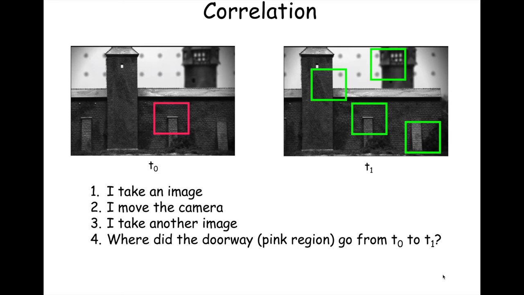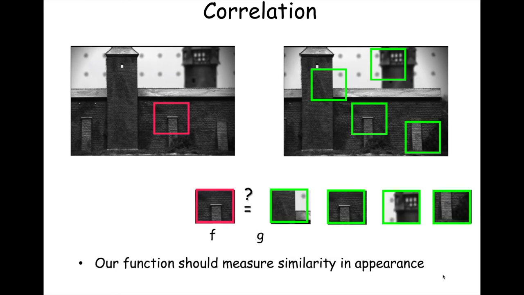Ascertaining where it went, that's the so-called correspondence problem. The pixels in T0 in that pink region, what does it correspond to in the image version at T1? Okay, so you might say, gosh, well, these green cropped regions, those are candidates, those are regions in the new image where that original location might have moved when the camera moved.